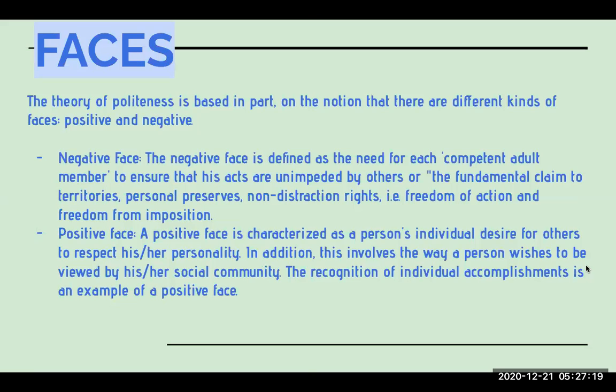Okay, so what are the two faces? Politeness theory relies in part on the idea that there are different kinds of faces, the positive face and the negative face. So we're going to start out with the negative face first, and then I'll be talking about the positive face. The negative face is defined as the want of every competent adult member that his actions be unimpeded by others, or the basic claim to territories, personal preserves, rights to non-distraction, for example, the freedom of action and freedom from imposition. So basically, you just don't want to be judged. You want to have freedom for who you are without having to worry about what others are going to think.